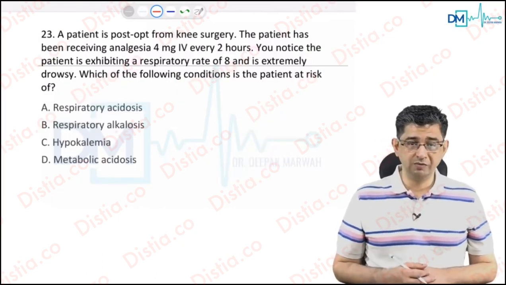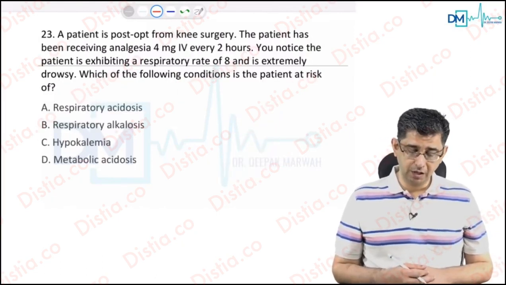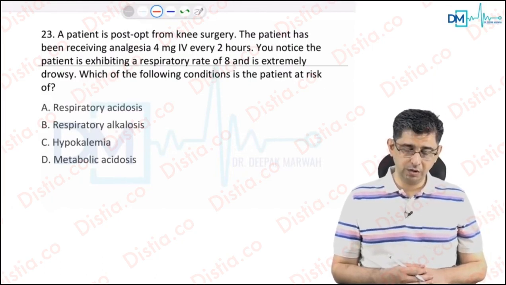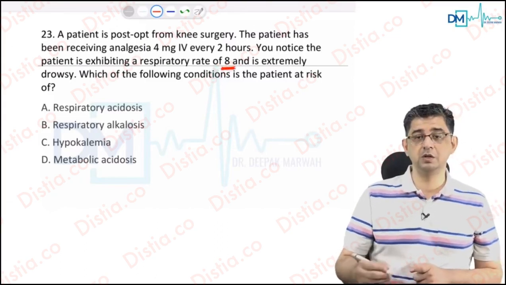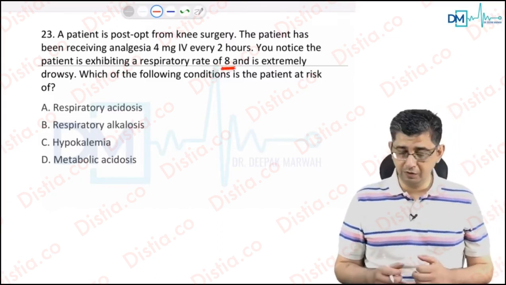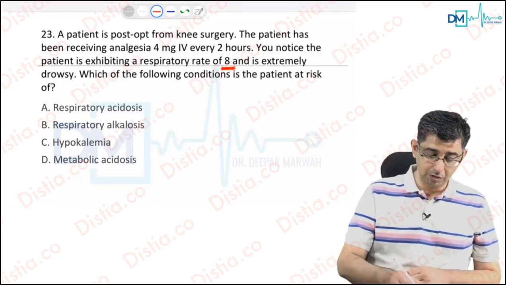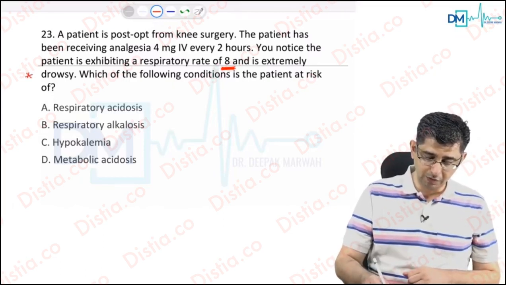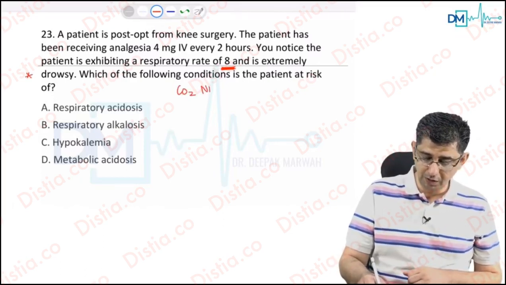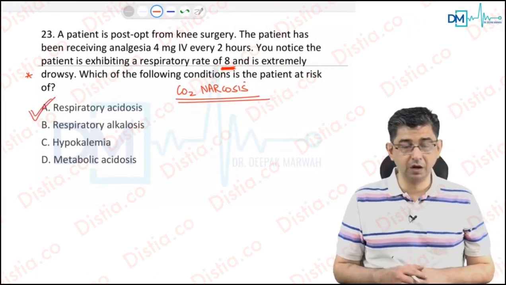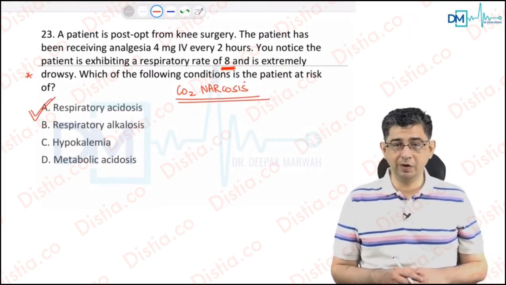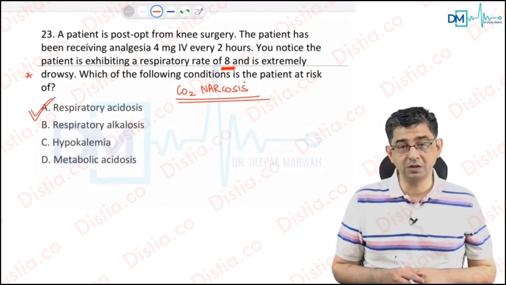A patient is post-op from knee surgery. He has been receiving analgesia 4 mg IV every 2 hours. You notice that he is exhibiting a respiratory rate of only 8. So a post-operative knee surgery patient with a respiratory rate of 8, that is definitely respiratory depression. He is drowsy also, so there is a possible risk of carbon dioxide narcosis in the patient. I have emphasized this often again that drugs contribute to CNS depression, and therefore in this particular patient the derangement that will be encountered will be carbon dioxide narcosis.